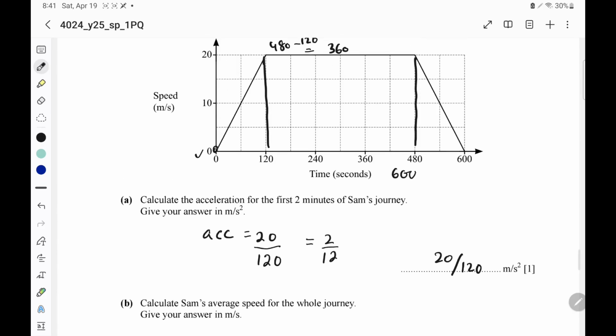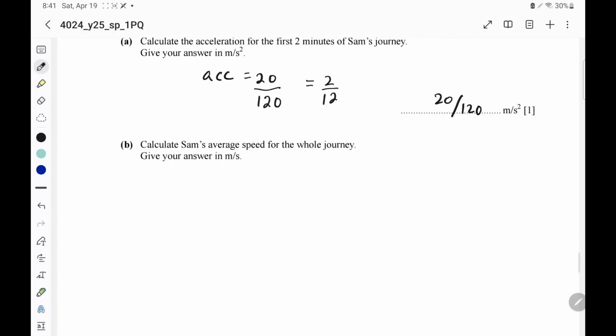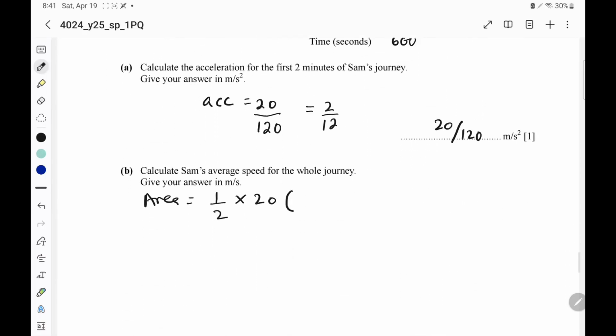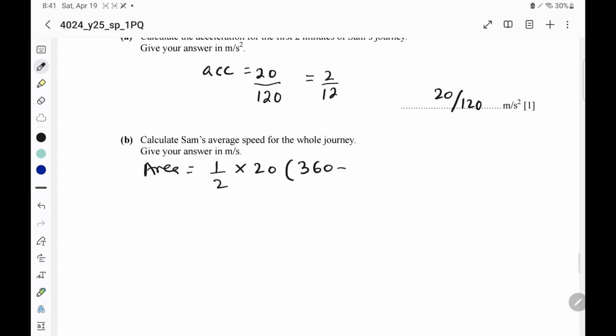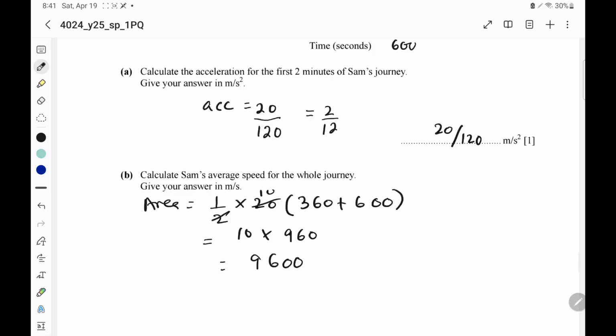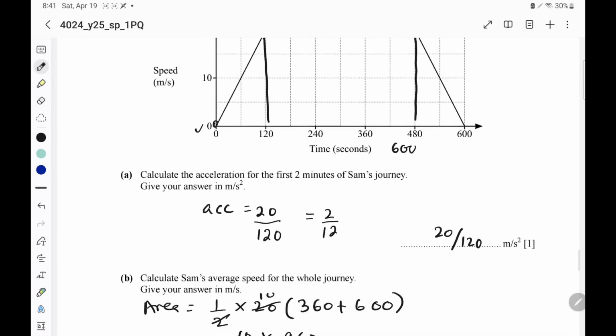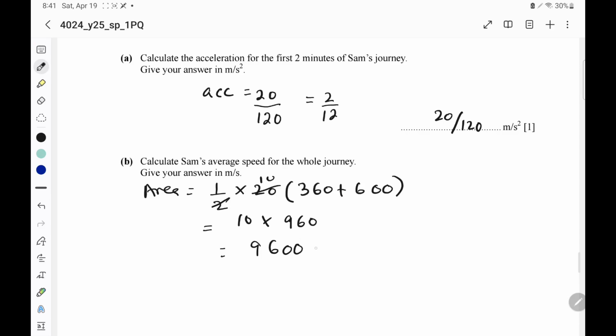Okay, so that is 360 and the height is 20. So the area of the trapezium will be equal to half times height into the sum of the parallel sides, 360 and 600, and 360 and 600 is very easy. That is equal to 960. 2 times 10, that is 960 into 10 is equal to 9600. So that is the area, in meter square.